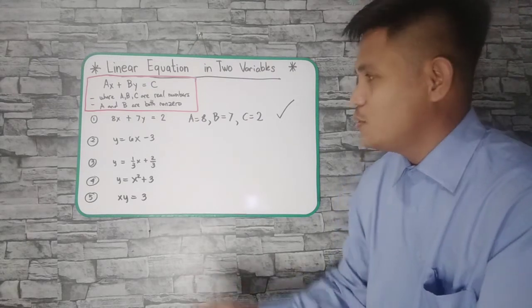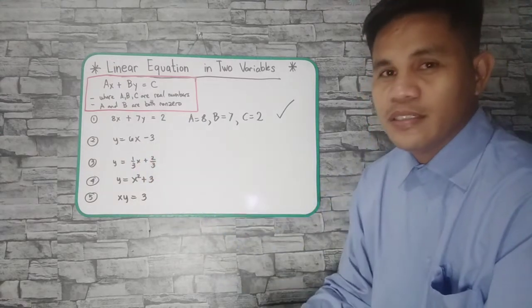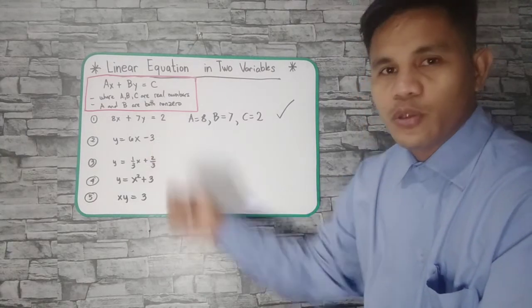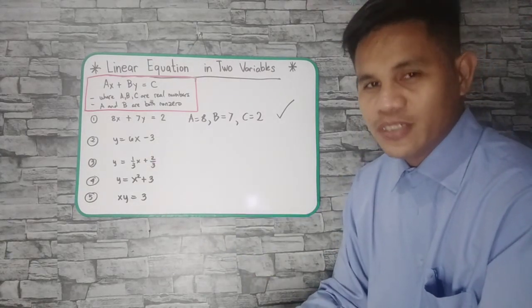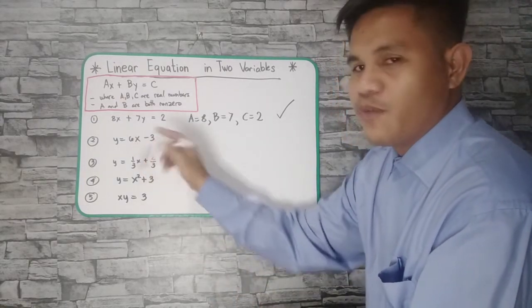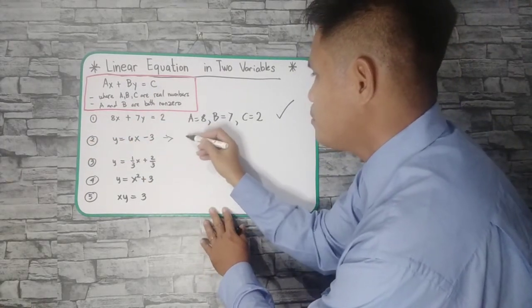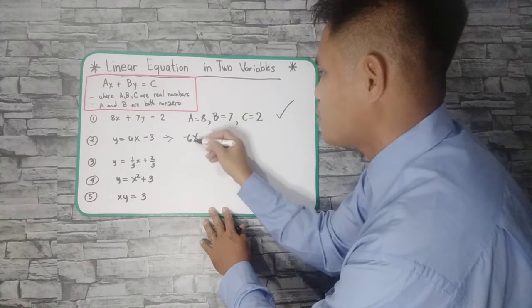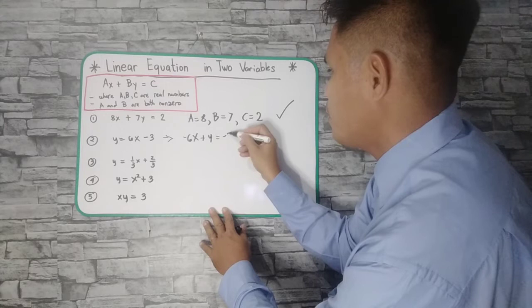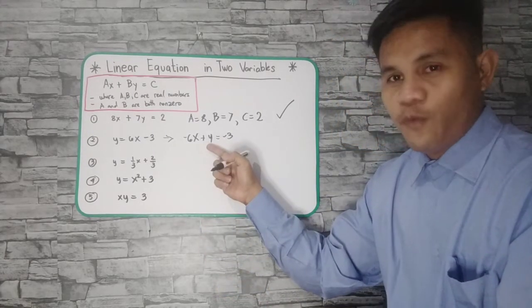Now let's proceed to number 2. We have y is equal to 6x minus 3. So this is not yet in the standard form. What we are going to do is to arrange it. All we have to do is to transpose 6x from the right side to the left side. So it will become negative 6x plus y is equal to negative 3. There you go. It is already in the standard form.